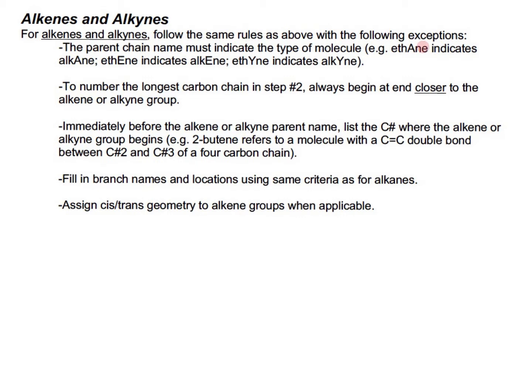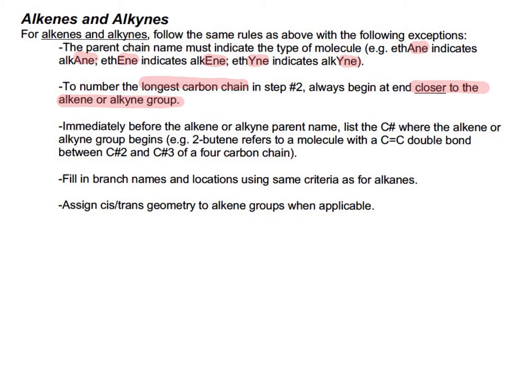So with alkanes, the ending was ane. With alkenes, it was ene. And with alkynes, it needs to be yne. Just like with alkenes, we will number the longest carbon chain starting from the end closer to the alkyne group, just like we started closer to the alkene group when we were naming alkenes. In other words, don't look for where the branch that comes off is closest to the end of the parent chain. Instead, look for where the alkene or alkyne group is within the longest carbon chain.